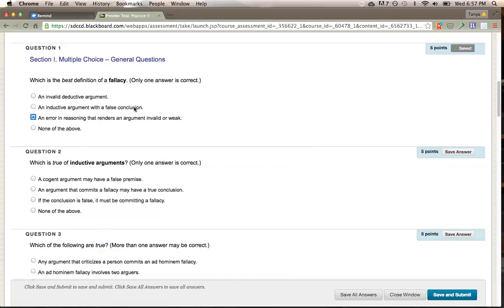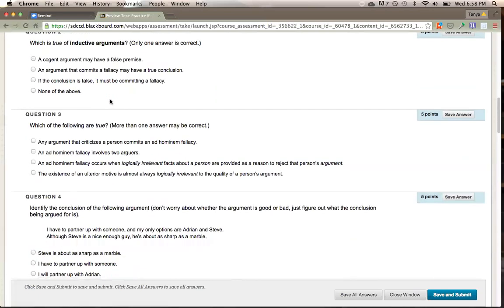It's not an inductive argument with a false conclusion, because you could have a really good, strong argument that happens to have a false conclusion. That's one of the things that separates an inductive argument from a deductive argument. And an invalid deductive argument is essentially always the definition of a bad deductive argument. But that doesn't mean it's a bad argument overall. It doesn't mean it's a fallacy. But we won't go into that anymore.